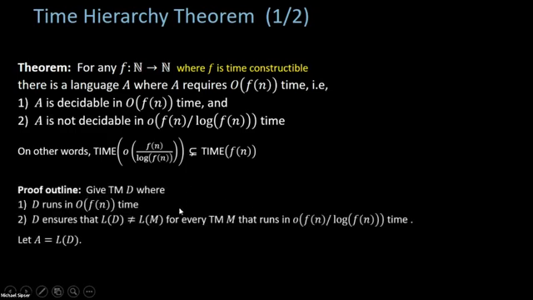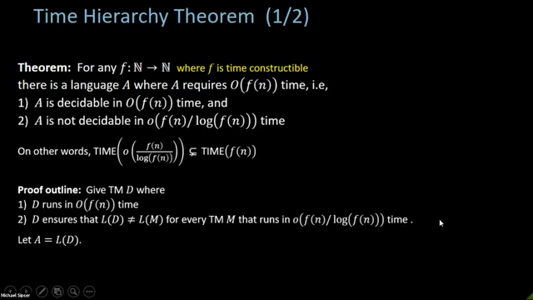Okay. So the proof outline is the same outline as we had before. We're going to give a D that runs in order f of n time. It ensures that the language is in that time complexity class, time f of n. And it makes sure it's different from every machine that runs faster by some significant, by a log factor faster.